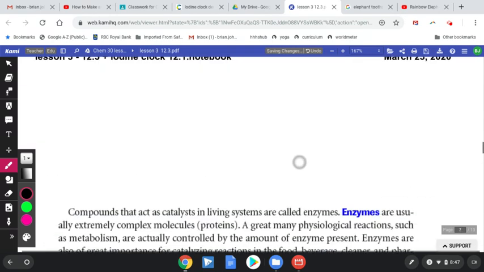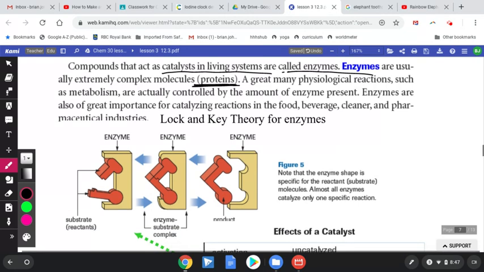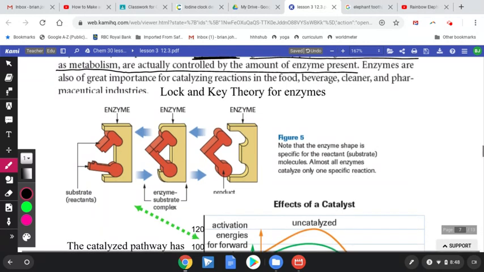Okay. From a biology perspective, catalysts are called enzymes. So a catalyst in a living system. So you're all familiar with enzymes. These are protein molecules that also control reaction rates in living organisms. It says here, great many physiological reactions such as metabolism are controlled by the amount of enzyme present. Okay, they're also used in the food and beverage industry for cleaners, pharmaceuticals. They have all kinds of uses.